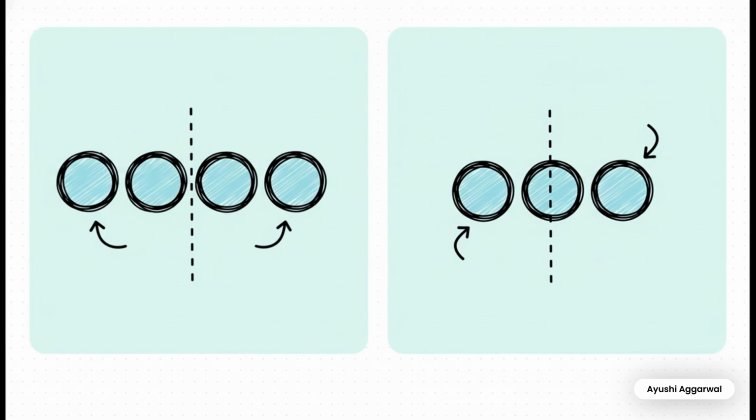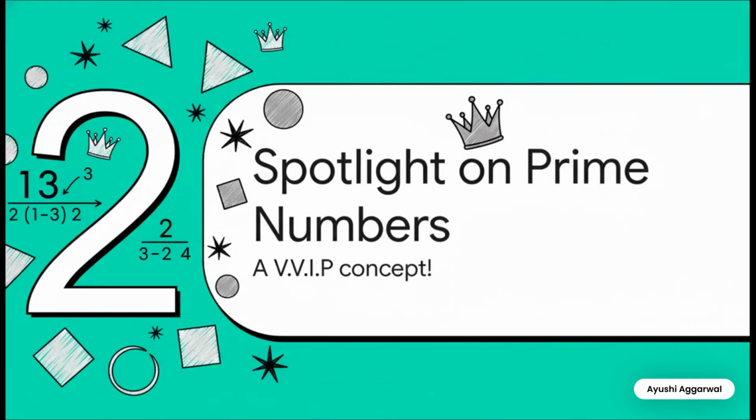And of course, there's another really basic classification, even and odd numbers. Super simple, right? If a number is completely divisible by 2, it's even. If it's not, it's odd. Now, this might seem like a really simple concept, but believe me, it comes in so handy when you're solving exam questions. Okay, let's switch gears.